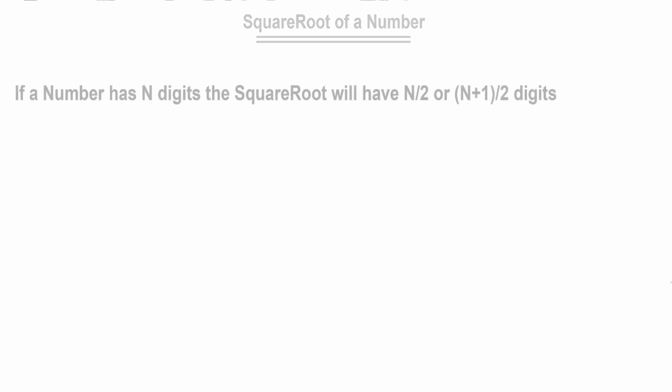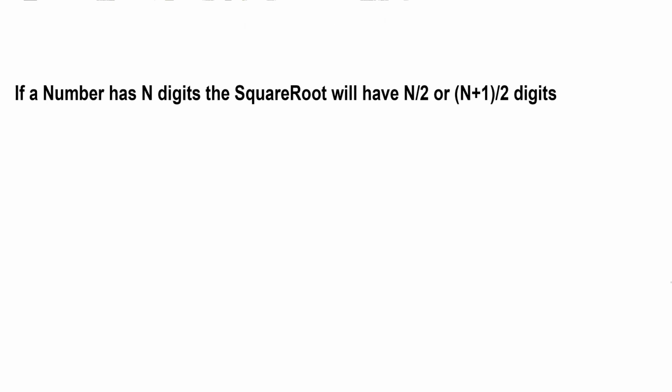Before we get into the how and why of the technique, there are two important points that you need to look into to understand how the method works. These 2 points are really important. I suggest you take a pen and paper, have these noted down. The first of the two is, if a number, that is the number in your question, has n digits, the square root of that number will either have n by 2 or (n plus 1) by 2 digits.